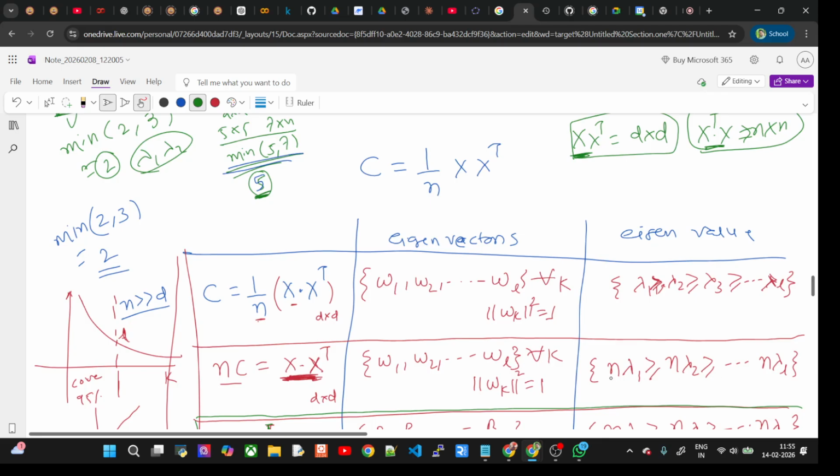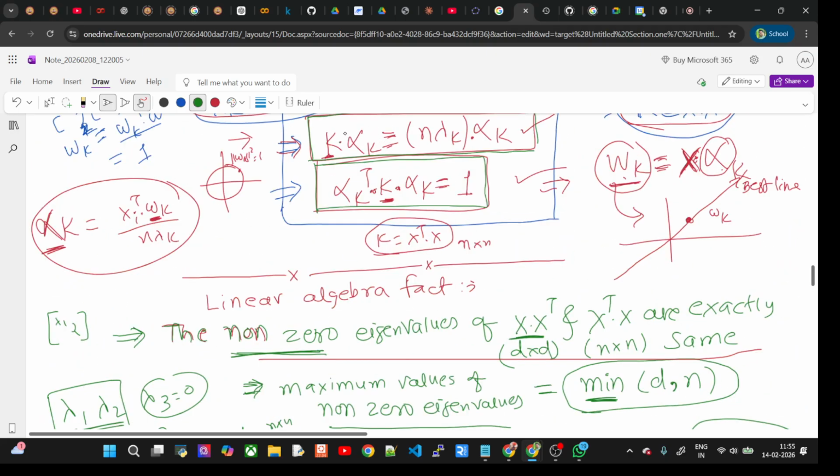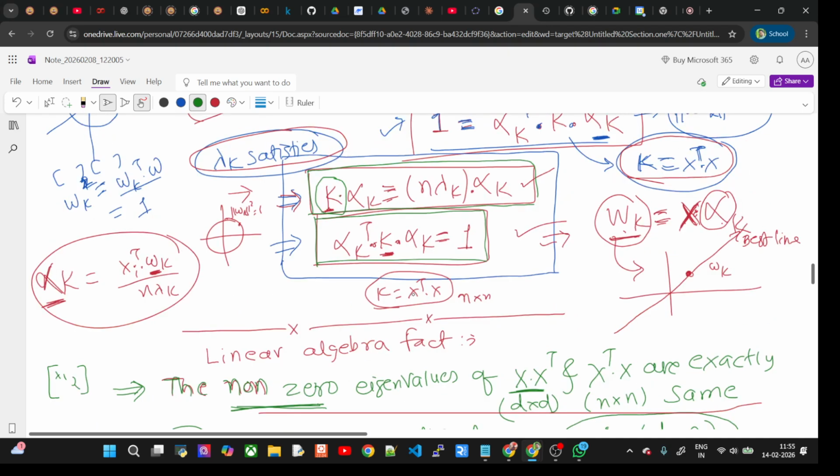So here n lambda 1, n lambda 2, see this line. We got X into X transpose here, but what we are now interested in is X transpose X. Why? Because every time we have this k, and we know that k is equal to X transpose X; we already derived it. In both the equations, we need the alpha k which satisfies them: k into alpha k equals n lambda k into alpha k, and alpha k transpose k into alpha k should be 1.